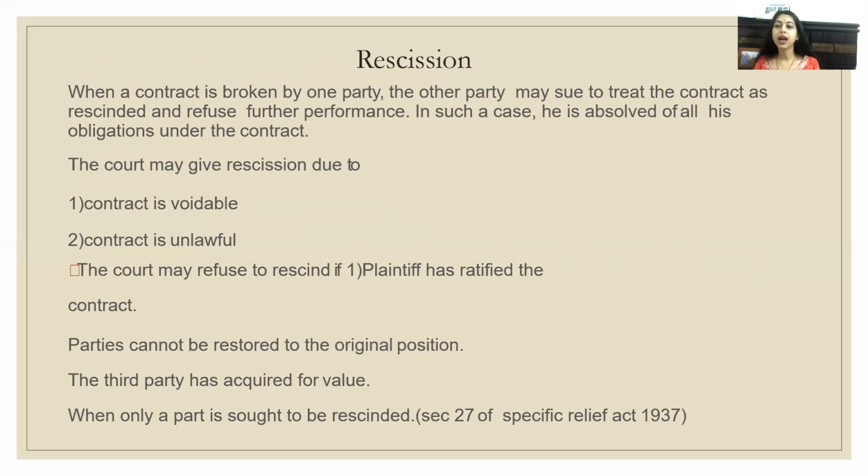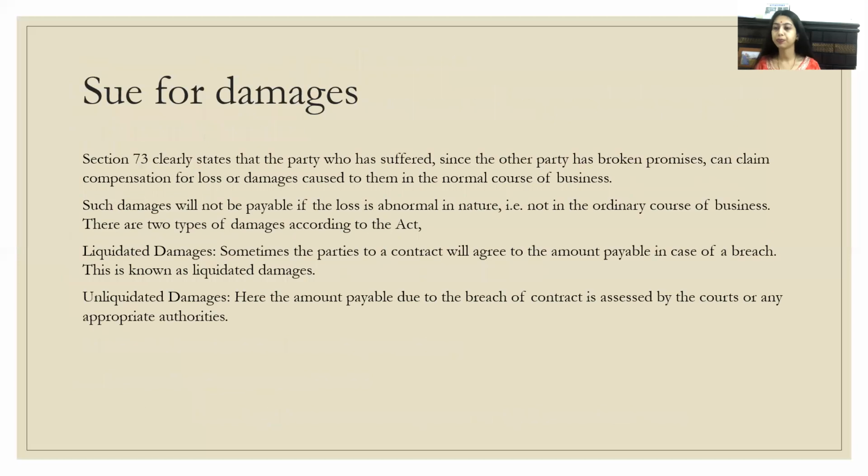Next, when a contract is broken by one party, the other party may sue to treat the contract as rescinded and refuse further performance. In such a case, he is absolved of all his obligations under the contract. The court may give rescission when the contract is voidable or the contract is unlawful. The court may also refuse to rescind if the plaintiff has ratified the contract. Now, this ratification is again an important element. Also, when parties can't be restored to the original position, when a third party has acquired rights for value, or when only a part is sought to be rescinded, as per section 27 of the Specific Relief Act.